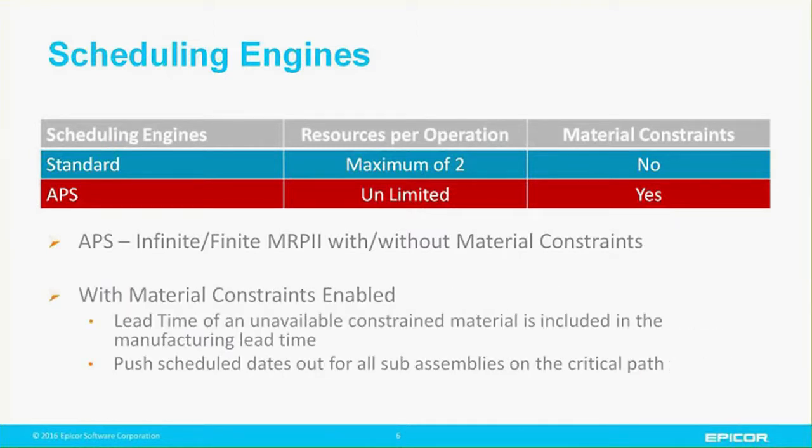With material constraints enabled, the supply lead time of unavailable materials is incorporated into the scheduling lead time for a job. This will push out the scheduled start and end dates of all sub-assemblies on the critical path and elongate the lead time. The reason that this logic can be supported by the scheduling engine is due to the structure of the method of manufacture, a combined BOM and route defined in the engineering module.